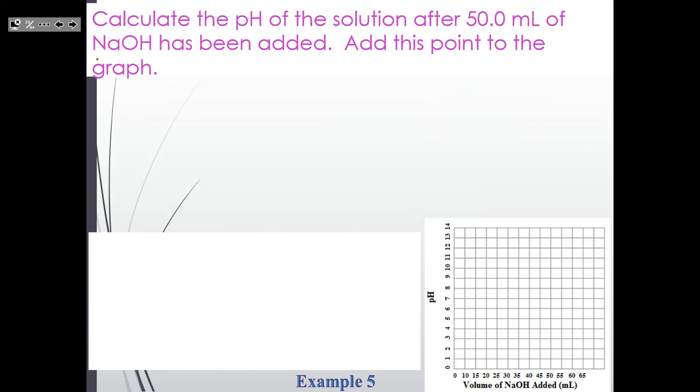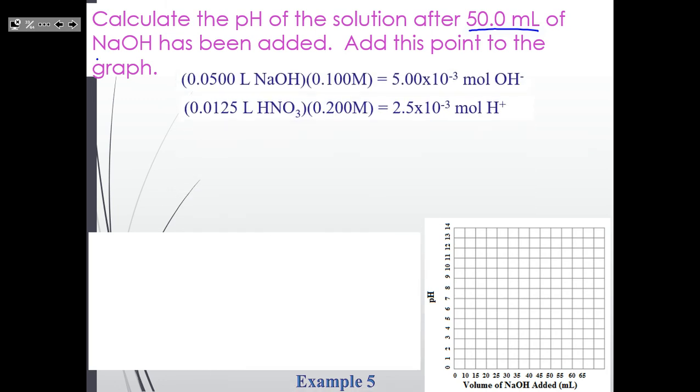Okay, now we know that we are past the equivalence point. We're up at a pH of 12. Let's continue adding more. We're going to assume we're starting from 0. Let's add 50 milliliters of NaOH. Again, pause if you need to. I know we're moving fast.